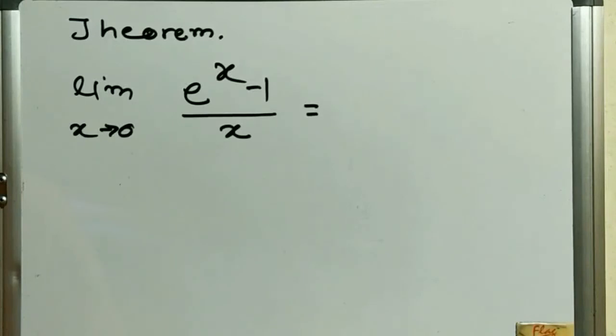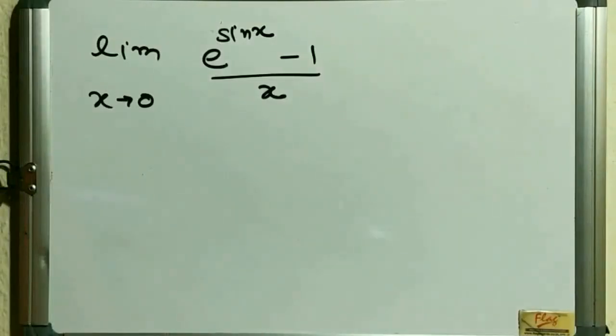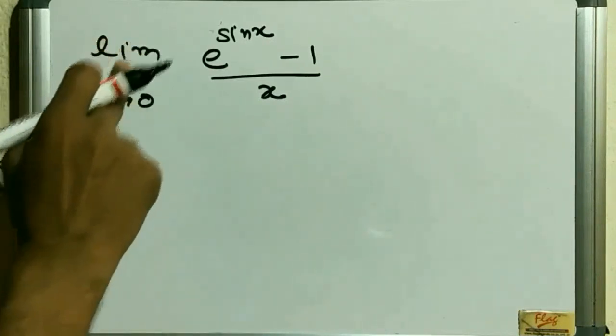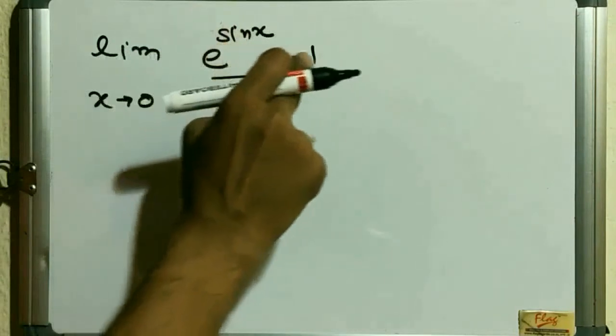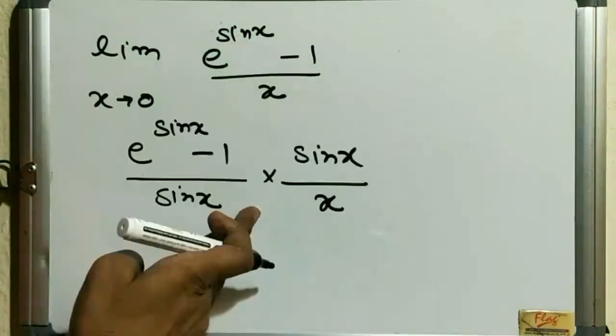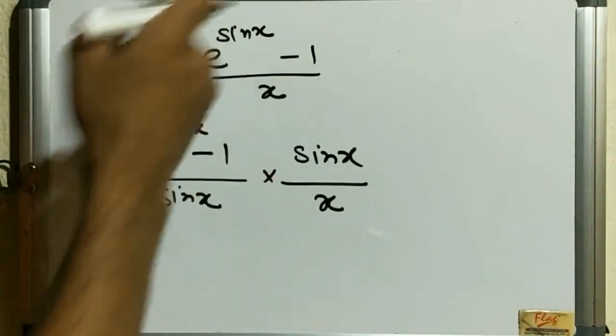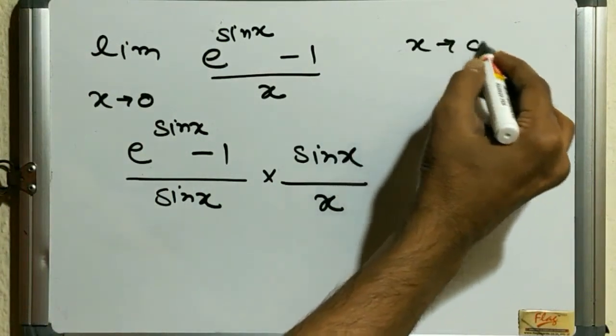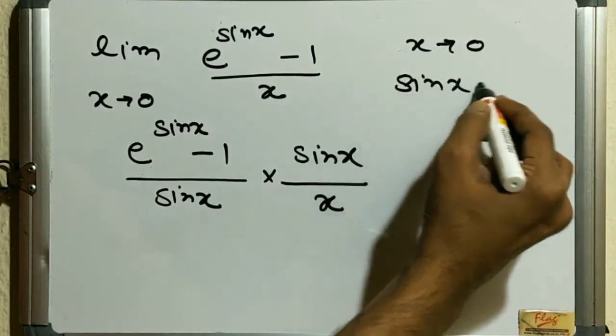Now we will discuss another theorem defined for solving exponential limits. The theorem is limit x tends to 0, (e to the power x minus 1) divided by x, is equal to 1. Based on the theorem we have just gone through, let us try to solve this particular limit. The question is limit x tends to 0, (e to the power sin x minus 1) divided by x. With this arrangement, we have not disturbed its previous value, and now when x tends to 0, sin x will also tend to 0.